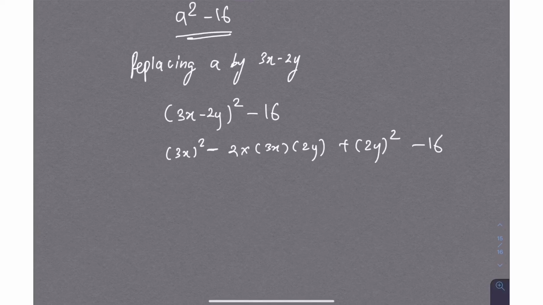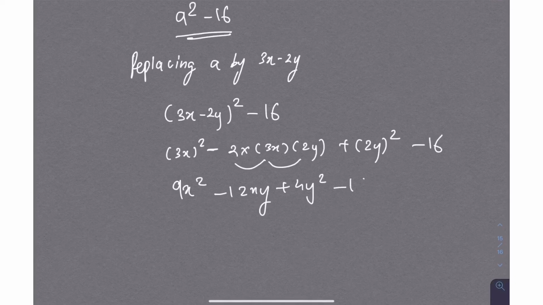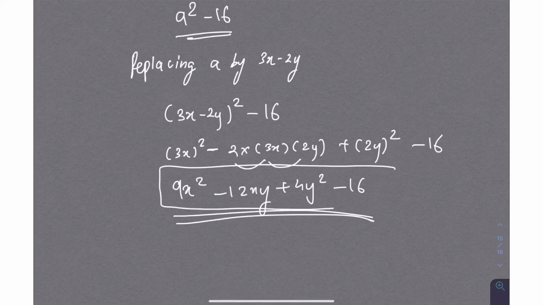So now the expansion will be, what is the expansion of 3x the whole square? 9x square. Now 2 into 3 is 6, 6 into 2 is 12, so you'll get minus 12xy and plus 4y square and minus 16. So obviously we can't simplify it further, so this is the final answer. So the final answer is 9x square minus 12xy plus 4y square minus 16, and as I always say, put them inside the box.